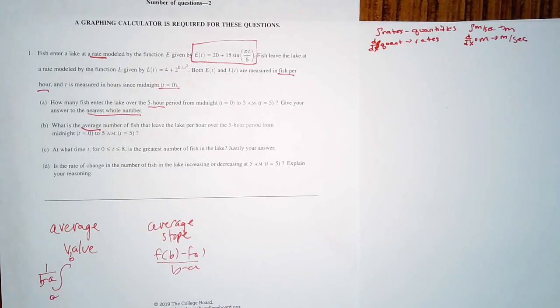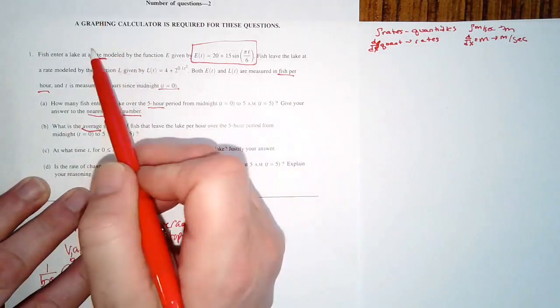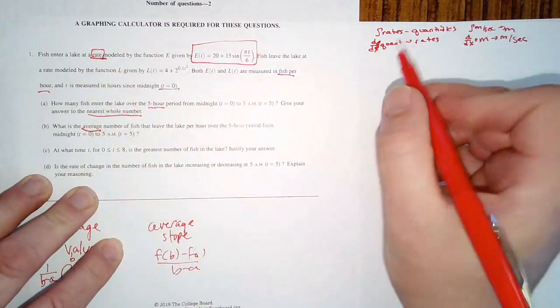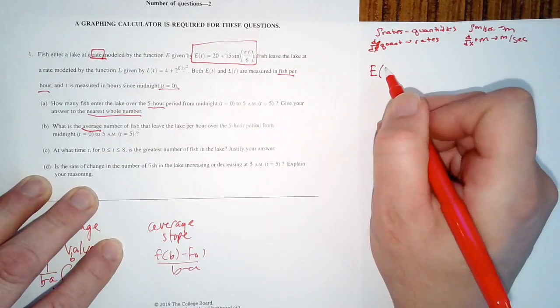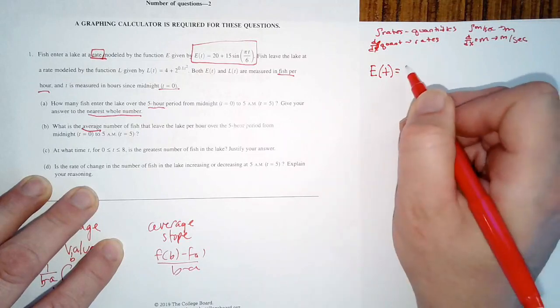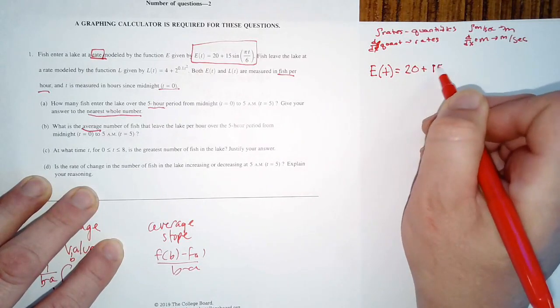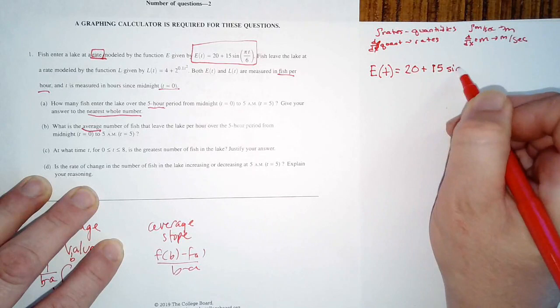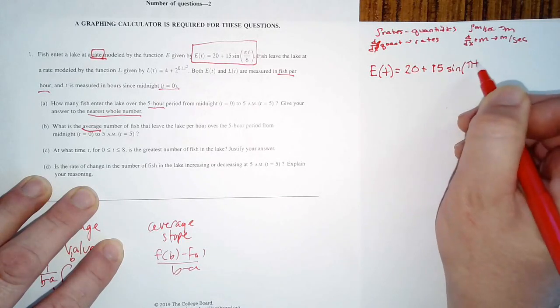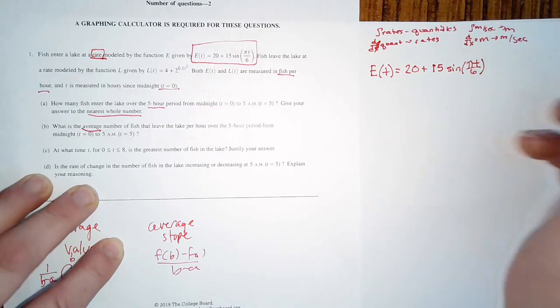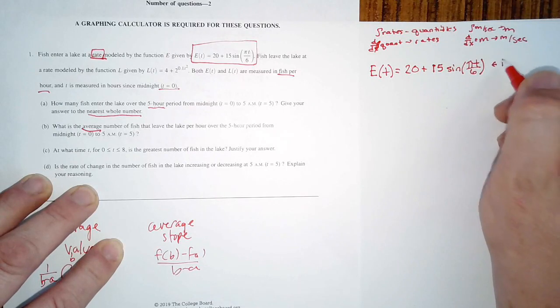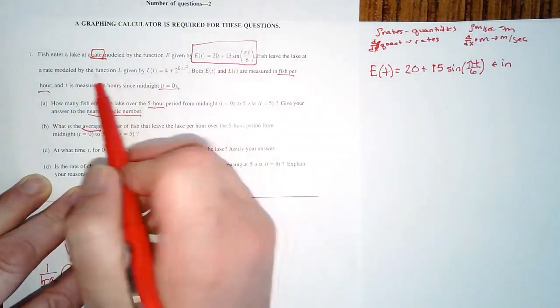So we've got here a fish entered the lake rate. This is the rate they come in. I'm going to write down the equation: E sub t equals 20 plus 15 sine pi over... And they're going to give me the units of measure for these rates. The rates are measured in fish per hour over the 5-hour period, t equals 0 to 5. Give your answer to the nearest whole number.